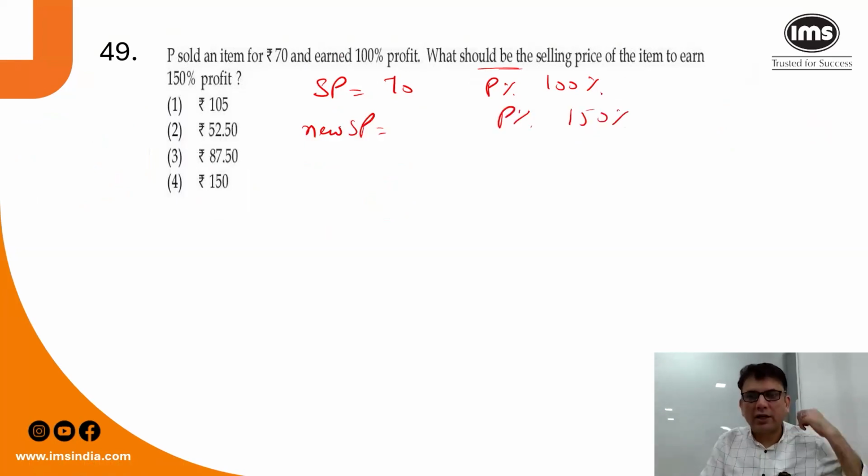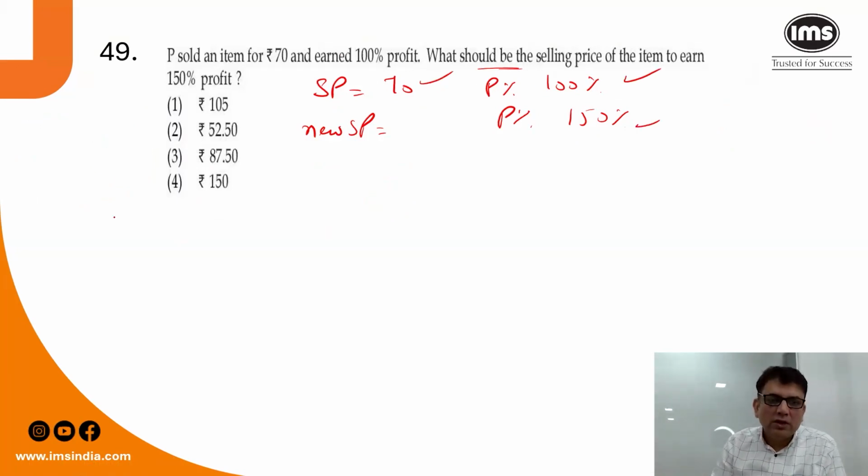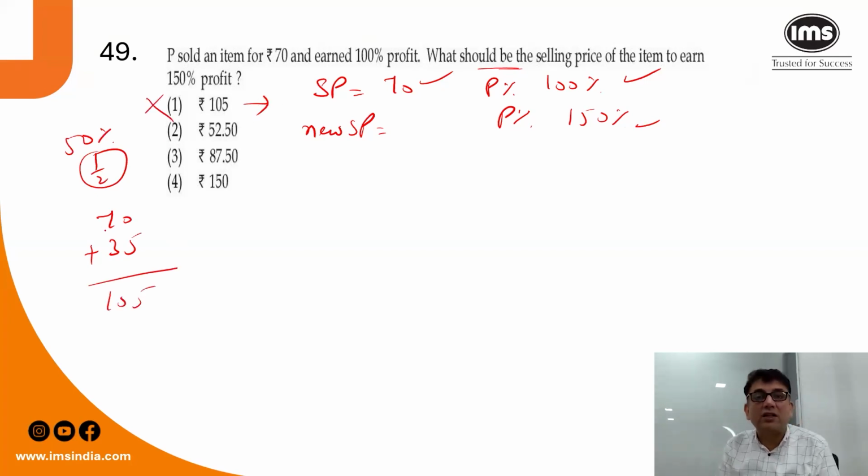तो मोस्ट कॉमन एरर क्या होगा कि 100% प्रॉफिट है तो सेलिंग प्राइस 70, तो 150% है तो सेलिंग प्राइस का 50% बढ़ा दो. सेलिंग प्राइस का 50% यानी कि हाफ. सेलिंग प्राइस का हाफ बढ़ा दो, 105. फर्स्ट ऑप्शन 105 है, बट ऑब्वियसली ये गलत आंसर है. क्यों? क्योंकि प्रॉफिट परसेंटेज या लॉस परसेंटेज हमेशा कॉस्ट प्राइस पे होता है.